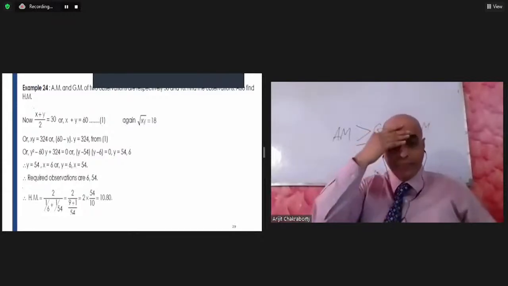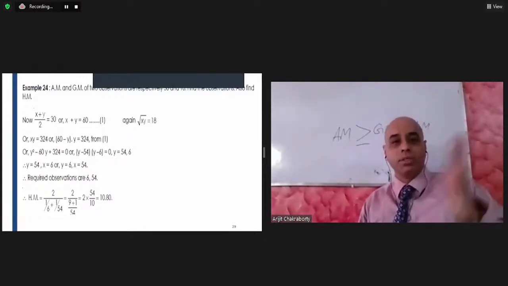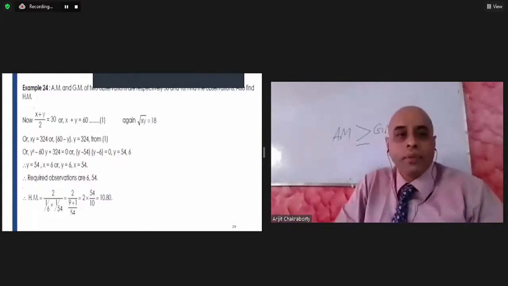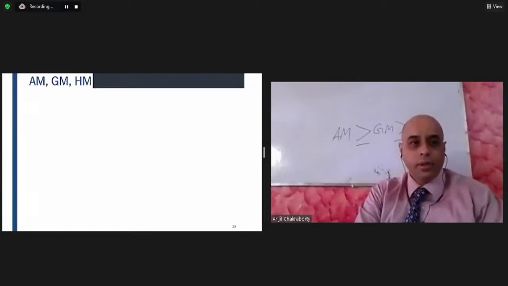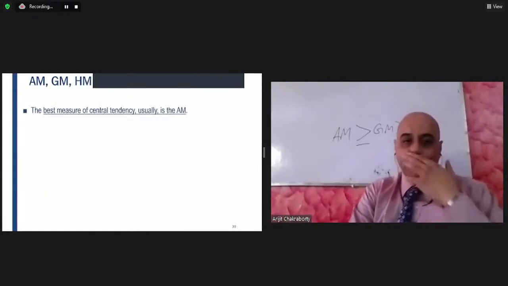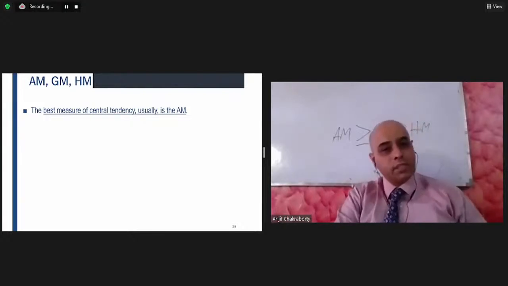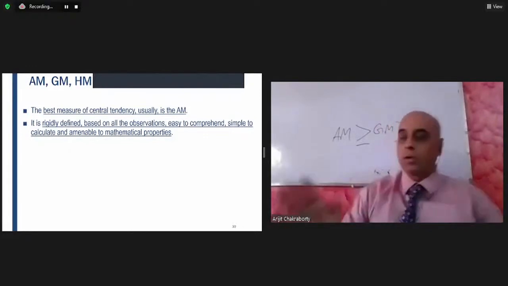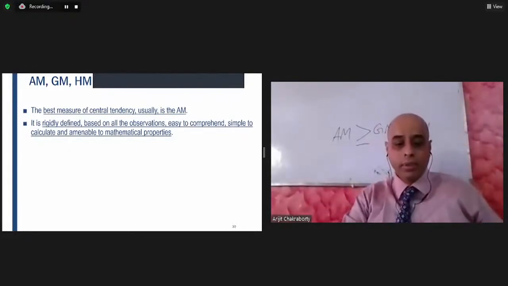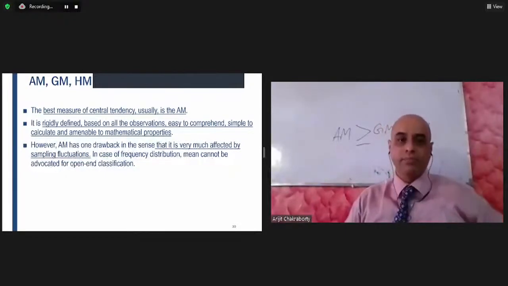Now this is an important question for the exam. In this type of question, AM is given, GM is given, you have to find the HM and you have to find the numbers, the observations. So for the best measure of central tendency, this type of question can be expected in the exam. The best measure is AM. It is defined rigidly, based on all observations as we saw. It is simple to calculate. So due to all these reasons, AM is definitely the best measure.